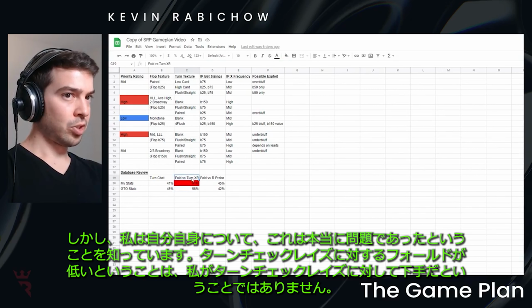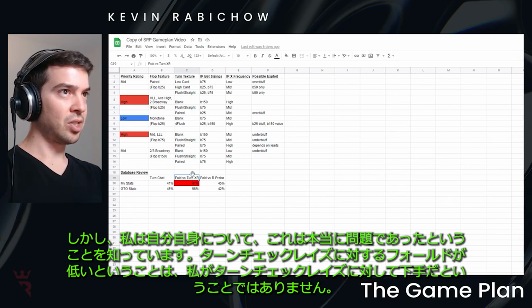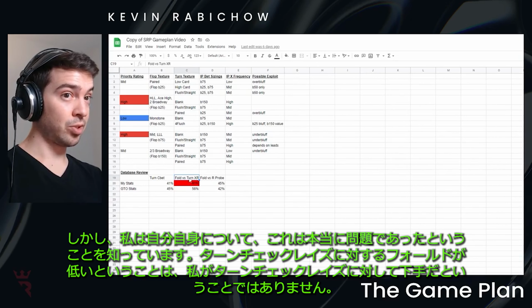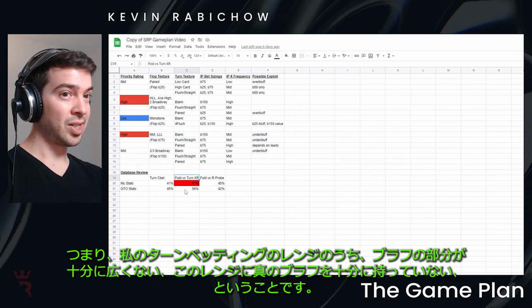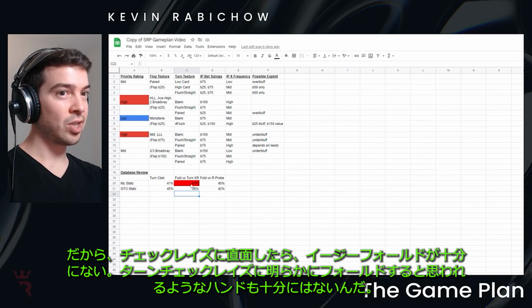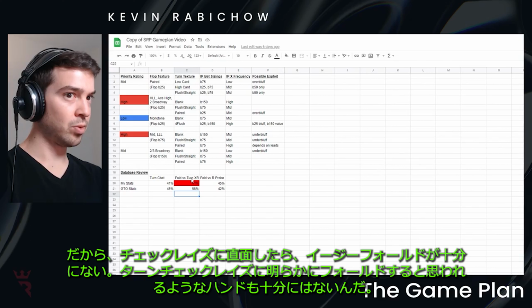What low fold to turn check raise means is not necessarily that I'm playing poorly versus turn check raise. What it means is that the bluff portion of my turn betting range is not wide enough. I don't have enough true bluffs in this range. So once I face the check raise, I don't have enough easy folds. I don't have enough hands that are just obviously supposed to fold to the turn check raise.